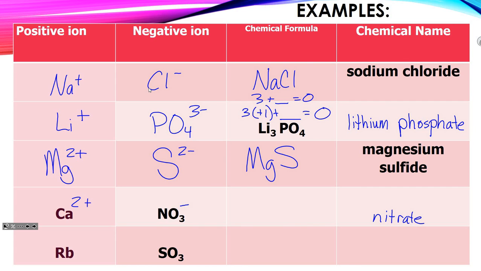Okay, now here's a careful one because, ooh, I've got 2 plus a negative 1. It has to equal 0. I need 2 of these negative 1s, don't I?